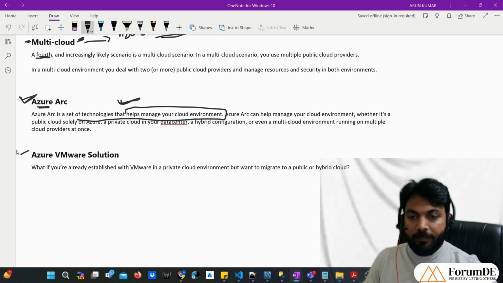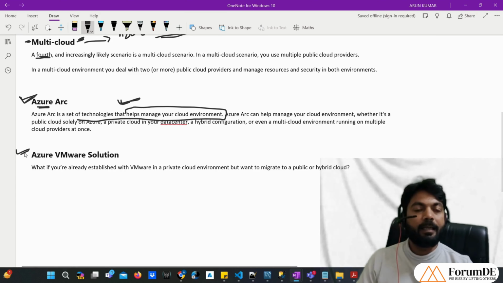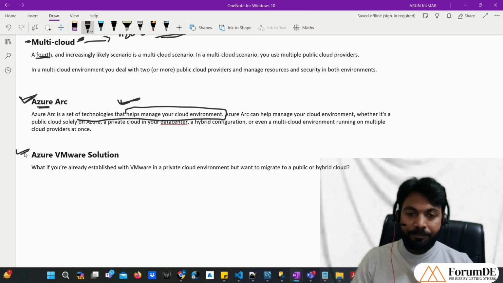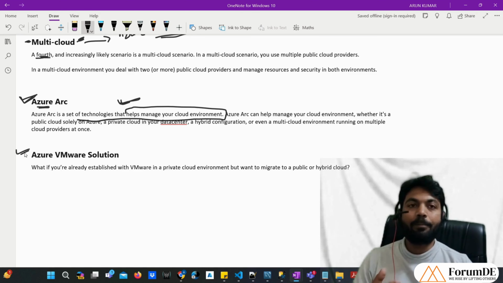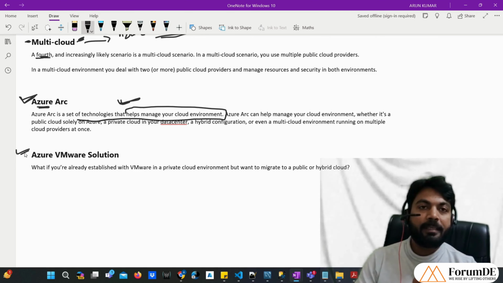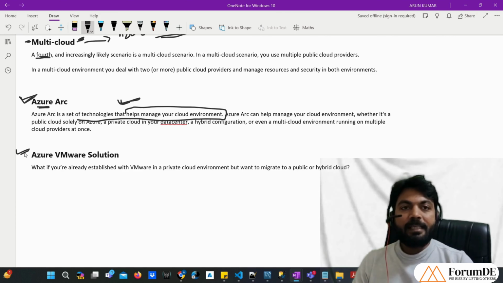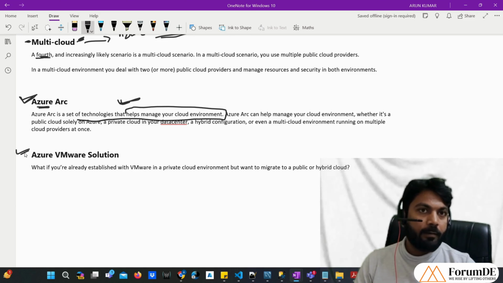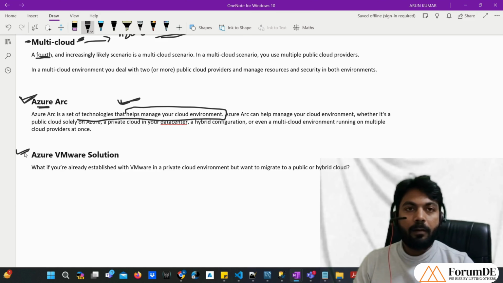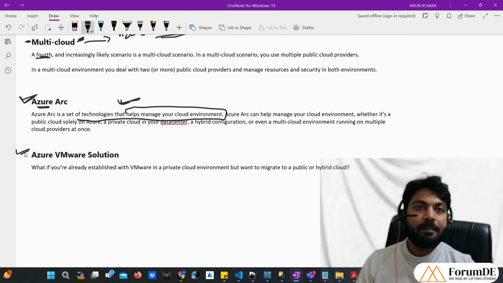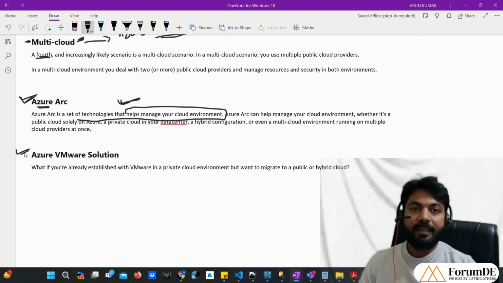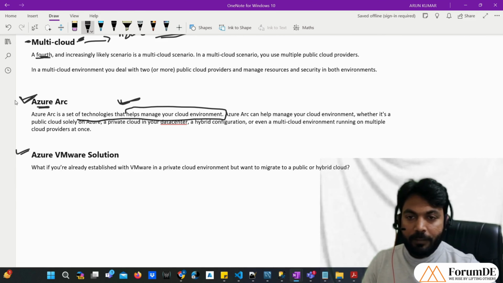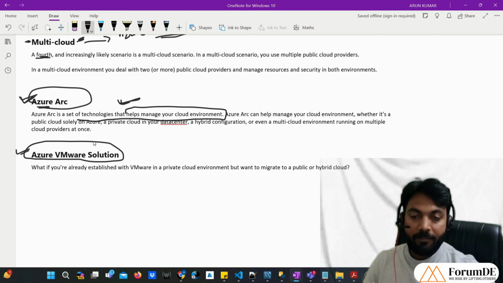Now let's talk about Azure VMware Solution. As we all know, VMware provides virtual machines. So if we have virtual machines in our private network, we can easily migrate them to the public cloud or hybrid cloud. That kind of flexibility VMware gives to us. So these were two other important topics, Azure Arc and Azure VMware Solution, that I wanted to highlight in front of you.